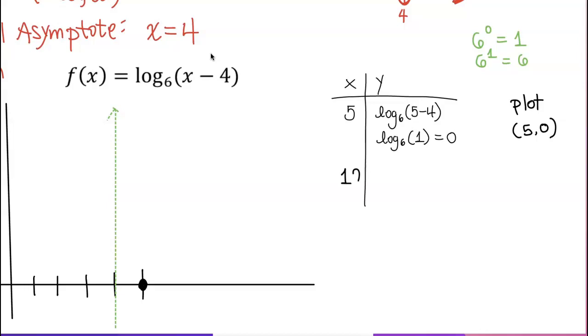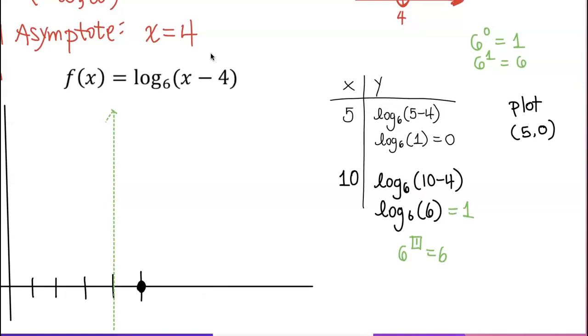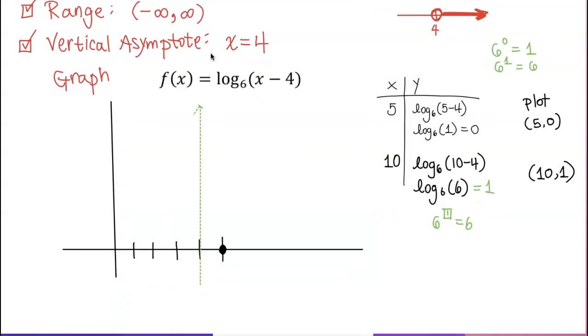So take a look. What if I put 10 into this function? If I plug in 10, then I'll get log base 6 of 10 minus 4, which comes out to be log base 6 of 6. And if you think about 6 to the what power is equal to 6, we know the answer is equal to 1. So the second point that we can plot is 10, 1. And I'll go 10 to the right, 1, 2, 3, 4, 5, 6, 7, 8, 9, 10, and go up 1. And here's the second point.